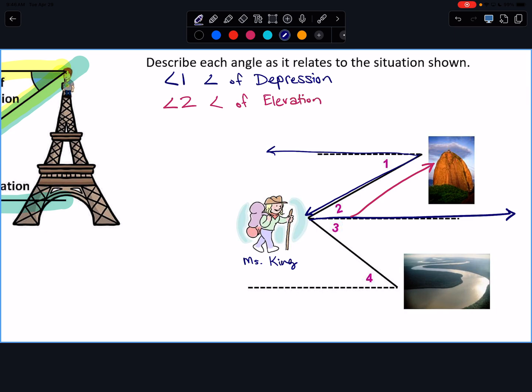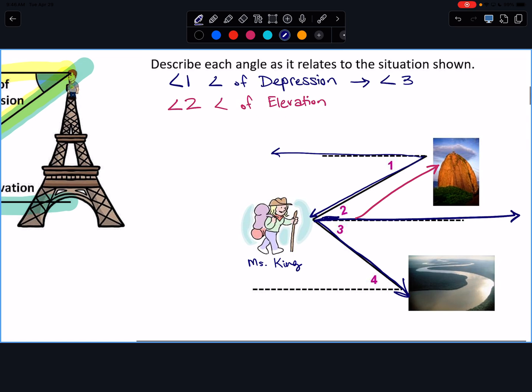Okay. And then Miss King's here. Maybe she wants to see that river. What does she have to do with her eyes? Line of sight. She wants to see the river. Look down. So that is an angle of depression. So angle 3 is also an angle of depression. And then if somebody was on a canoe on the river and they wanted to see Miss King, they've got to look up, which is an angle of elevation. Okay? So that's important.